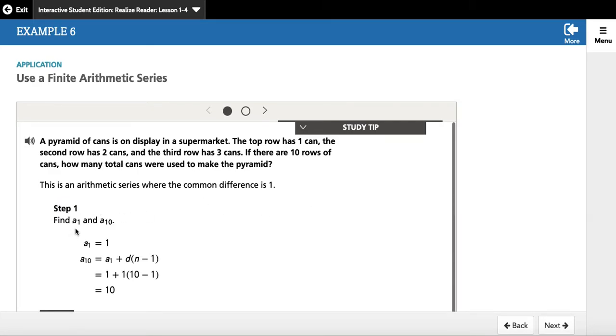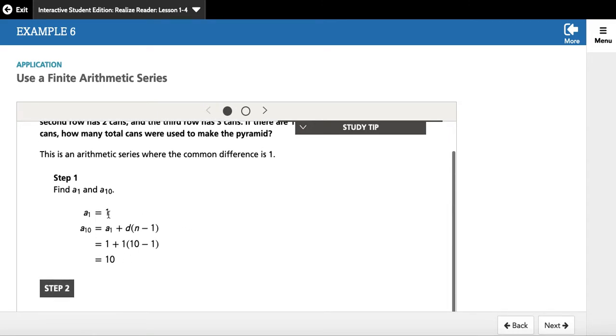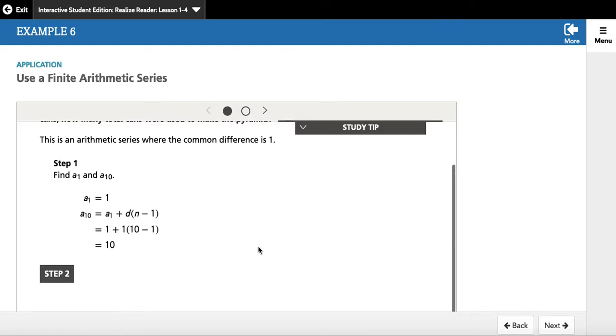We know the first term, or the first value, is 1 because it's 1 can at the top. And, well, we already know the 10th term is 10. This was a simpler case because it was adding 1 every time. We definitely want to use this formula when it becomes more complicated. And we've done this before. We've done this earlier in the chapter.